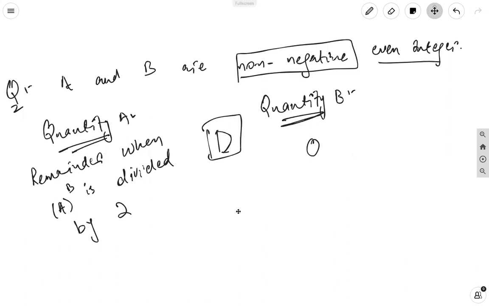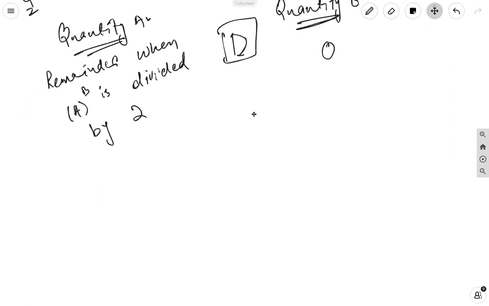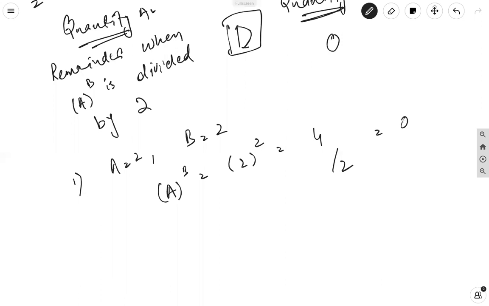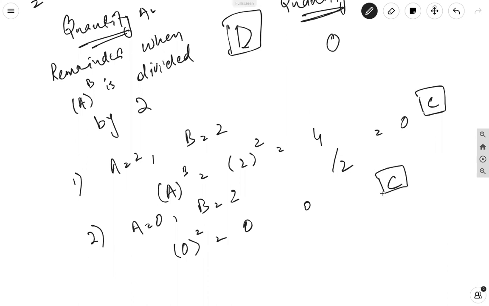A and B are non-negative even integers. Let's see some cases to understand how this is D. First case, let's suppose A is 2 and B is 2. If I take A power B, this is 2 power 2, the result is 4. If I divide 4 by 2, the remainder is 0. So in that case, the result is C. Now moving to the other case, if A is 0 and B is 2, this will become 0 power 2. The result is 0 and 0 is divisible by 2. Again, the remainder is 0. So the answer is C in this case.